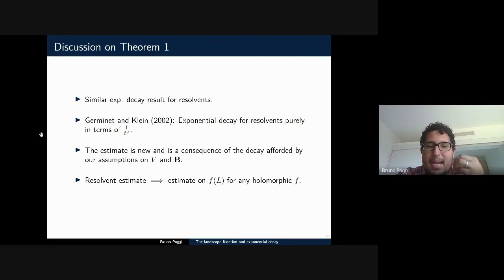But for us, we really wanted it with no dependence on 1/t squared, and that can only come about because of our hypothesis on the potential. So the estimate is a new estimate, a consequence of the assumptions on V and the magnetic field. And from the resolvent estimate, you could also estimate functions of the operator, this f of L, for any holomorphic f. Okay, very well.